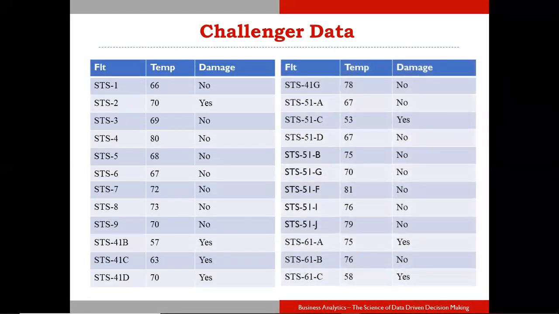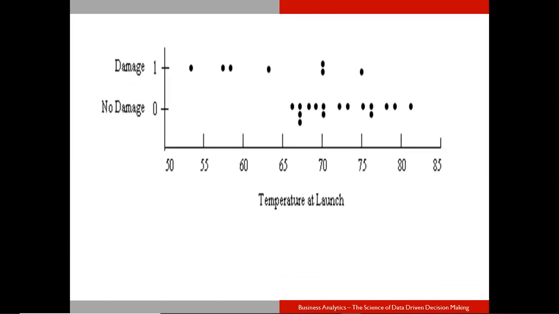So here we have one example where we want to find whether there is some damage to the aircraft or no damage to the aircraft based on the launching temperature. If they do a scatter plot of temperature versus damage, they'll get a plot like this.